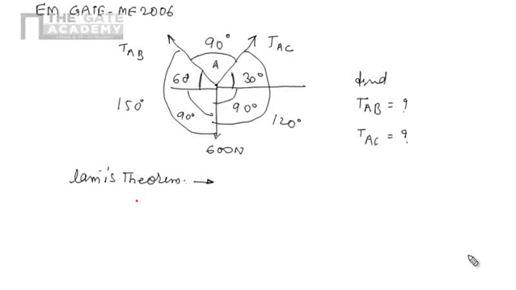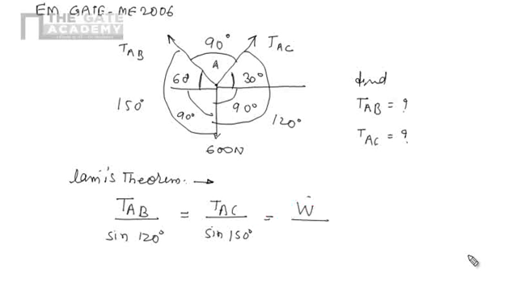So now we can easily apply Lami's theorem. According to Lami's theorem, we can write TAB divided by the sine of the angle between the opposite two forces, that is sine 120 degrees, equals TAC divided by the sine of the angle between the opposite two forces, that is sine 150 degrees, equals W, that is 600, divided by sine 90 degrees.